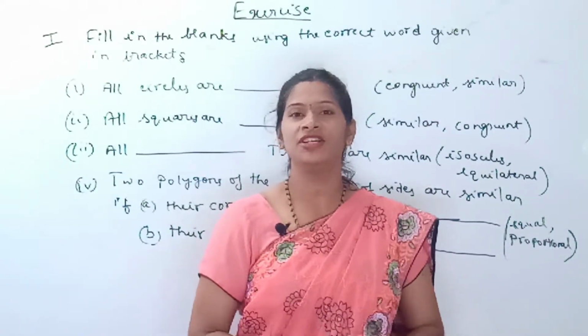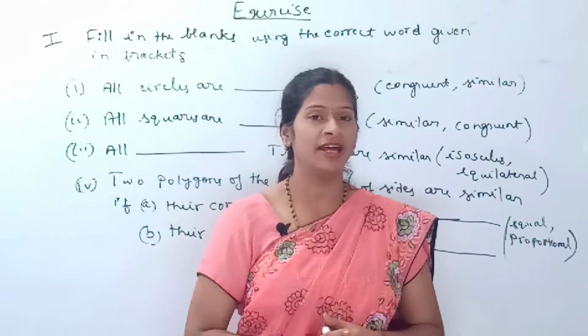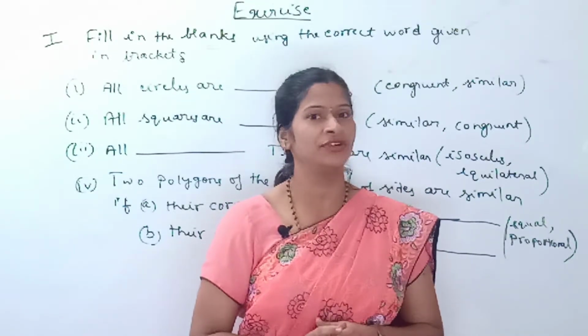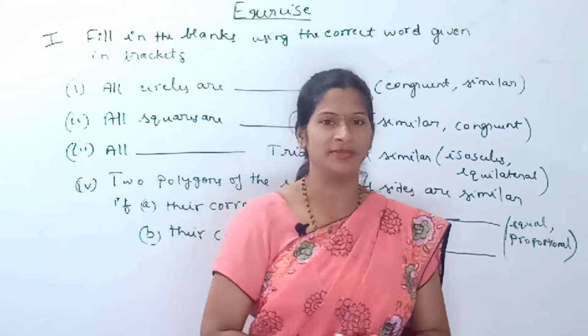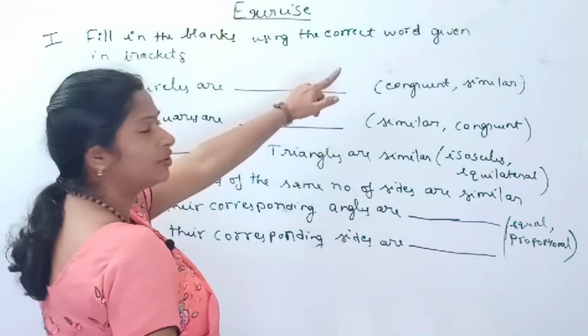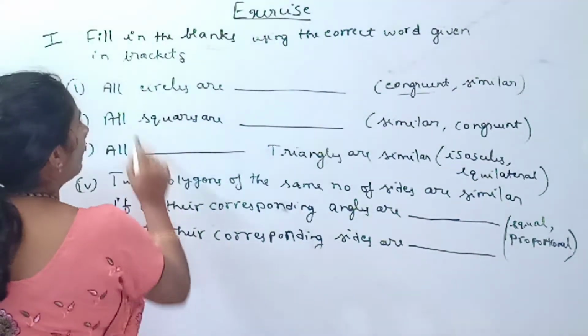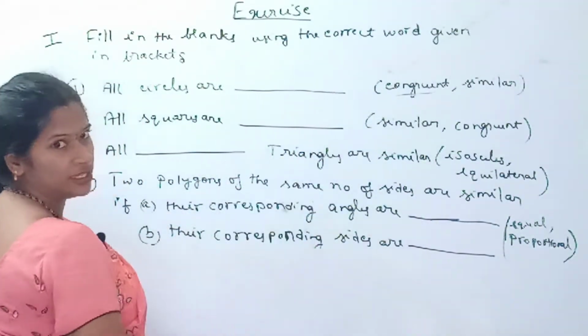In my previous session, we have discussed similar figures, congruent figures, similarity of triangles and congruency of triangles. With this concept, we are going to solve exercise problems. Fill in the blanks using the correct word given in the brackets. All circles are dash, congruent or similar, we have to write.